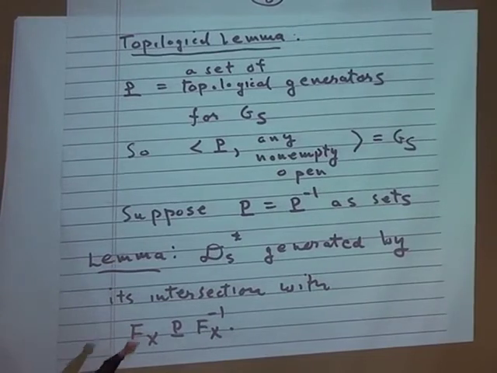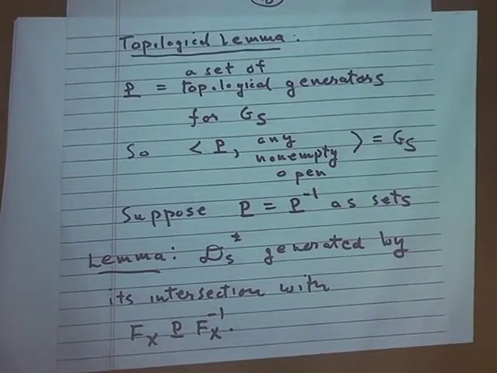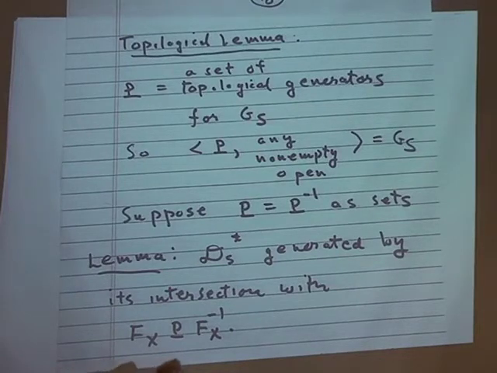If you have this G sub S, which is an idelic group, and I have a set P of topological generators. Okay, topological generators just means that that set of generators together with any non-empty open set generates the group. And it's symmetric so that for every element of P, its inverse is also in P.